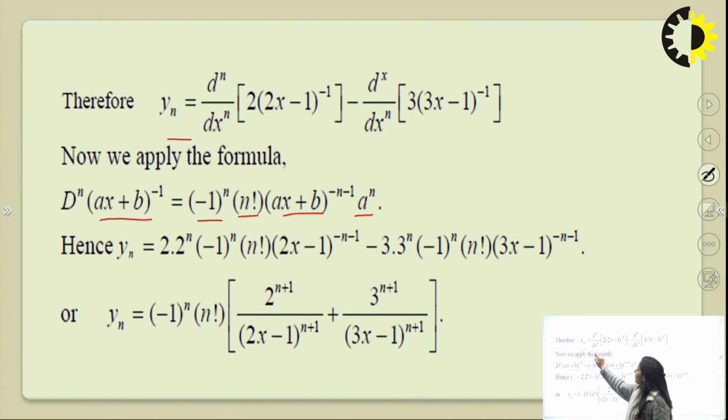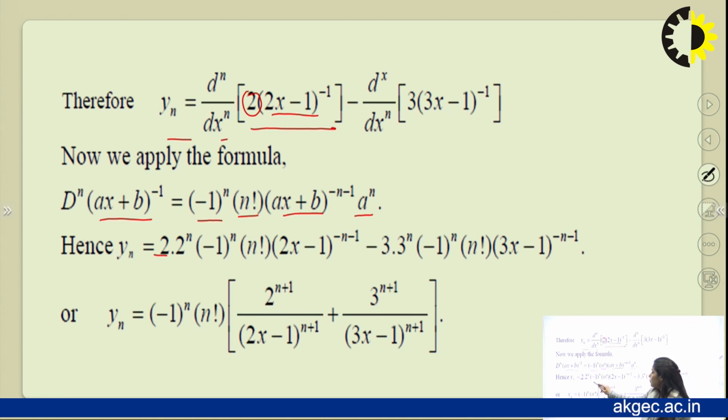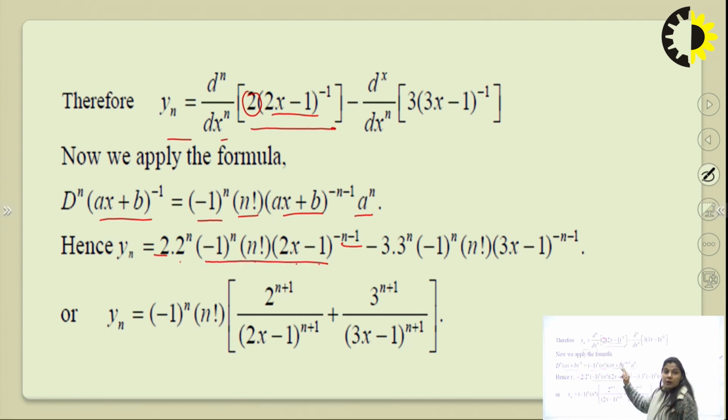So to find the nth derivative of this term, here 2 is constant, so it will be as it is, and the nth derivative of (2x minus 1) power minus 1 is equal to 2 power n, (minus 1) power n, factorial n, (2x minus 1) power minus n minus 1. We got this when we put a equal to 2 and b equal to minus 1. So we will choose this value according to this.